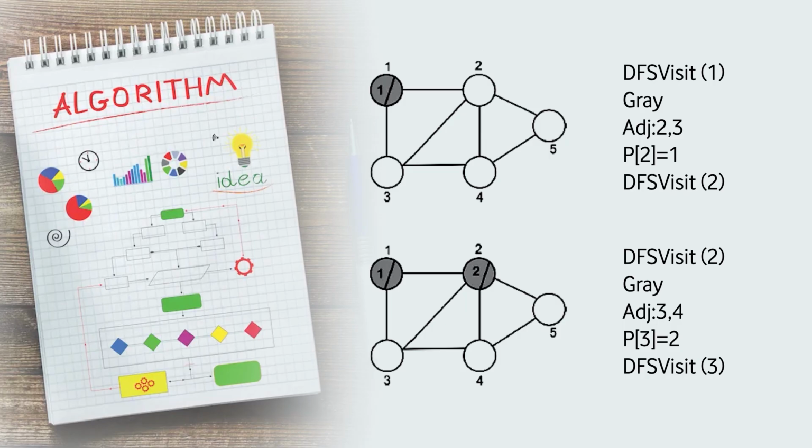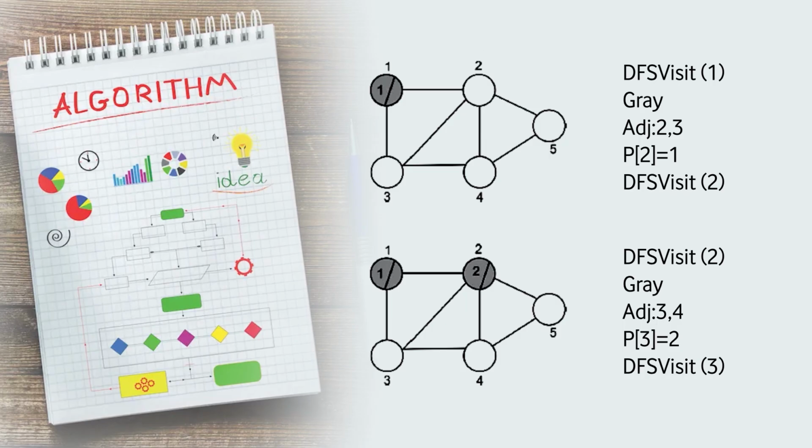Now what will happen? The first step is that the DFS visit function will be called. Next it will be marked as gray. Next, we'll write the adjacent nodes to 2. Okay, so what are the adjacent nodes? Actually they are 1, 3 and 4, but I have not added 1 because it is already explored. So I'm only writing those nodes here which are not visited yet, those which are white. So I've written the adjacent nodes here as 3 and 4.